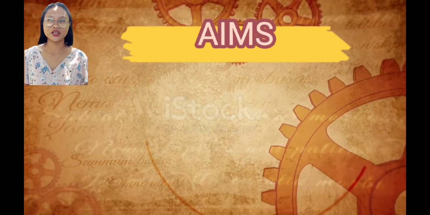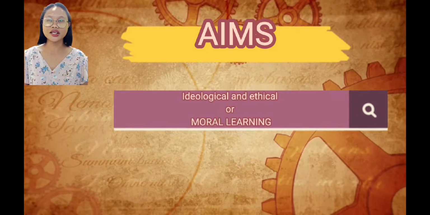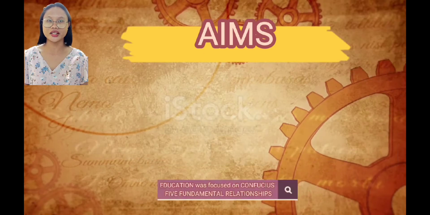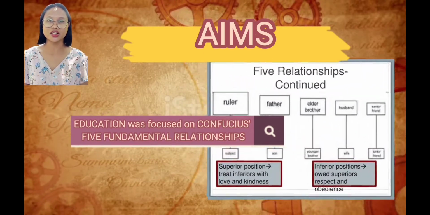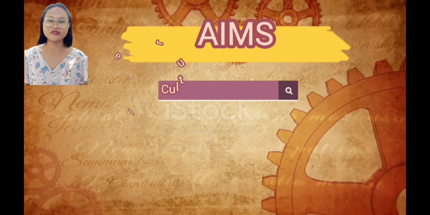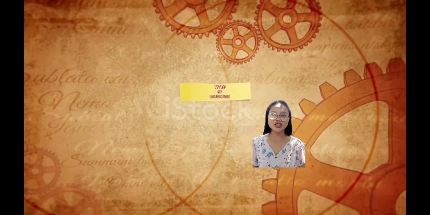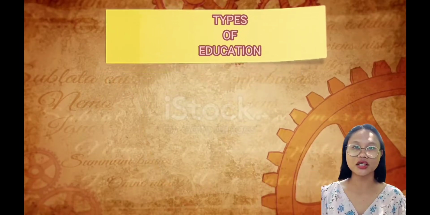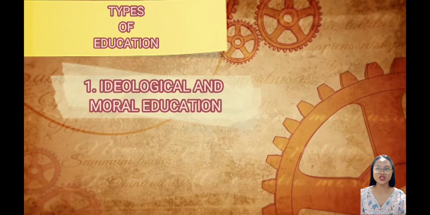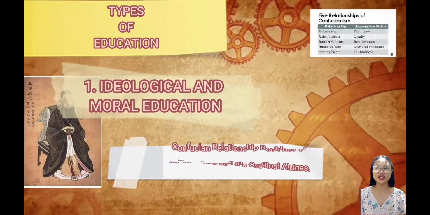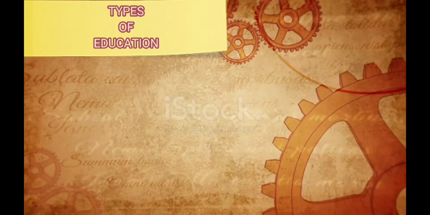Aims of education. One of the aims of early Chinese education is ideological and ethical or moral learning. Education was focused on Confucius' 5 fundamental relationships, cultural development, and civil services. Chinese education has 5 types of education. First, ideological and moral education. This is where the Confucian relationships, doctrines of submission, and cardinal virtues are taught.